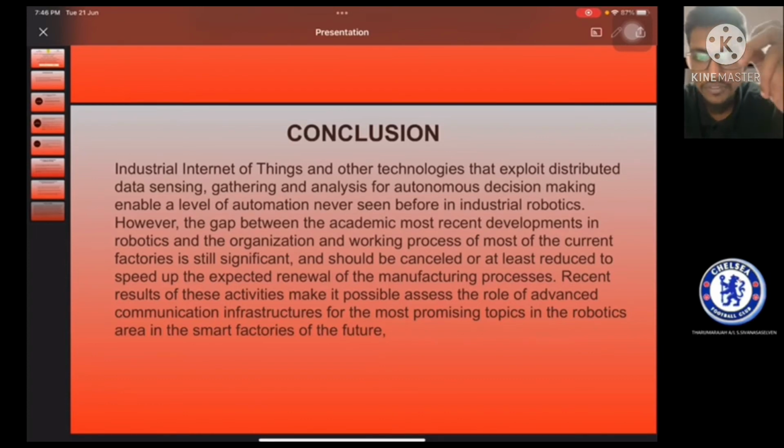eliminated or at least reduced to speed up the expected renewal of the manufacturing process. Hence, recent results of these activities make it possible to assess the role of advanced communication infrastructures for the most promising topics in the robotics area in the smart factories of the future.